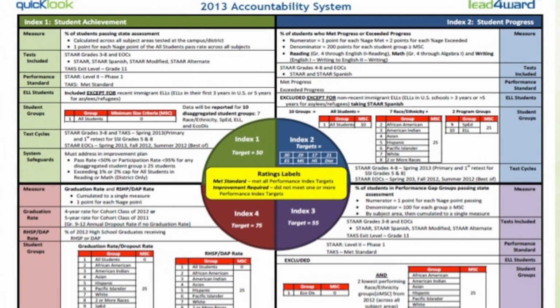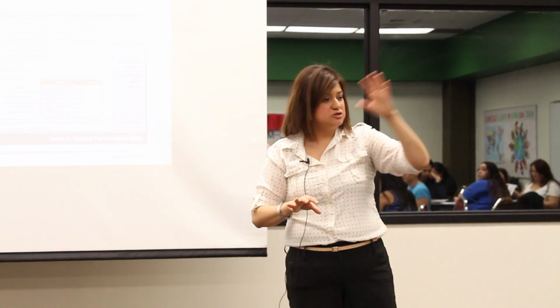This is the accountability system for all schools. It doesn't matter what school it is in the state. This is what TEA is using to assess schools. It used to be known as the IEIS reports. This has replaced that, okay?